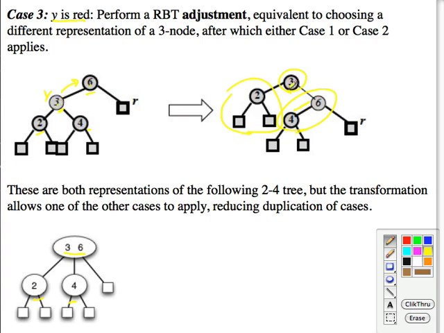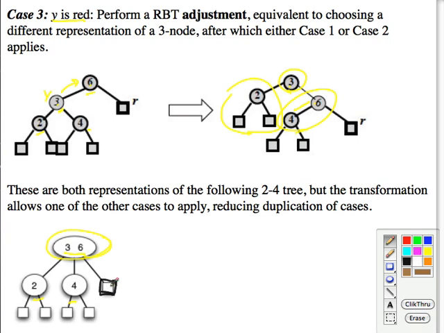Here the 3 is the dominant node, and the 6 is the red child. But both of those correspond to this node in the 2,4 representation. So we actually have not changed the 2,4 tree by doing this manipulation, and the 2,4 tree is still not legal because remember it has to be fully balanced. This is an underflow. There has to be a key here.